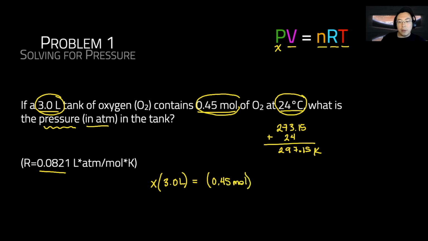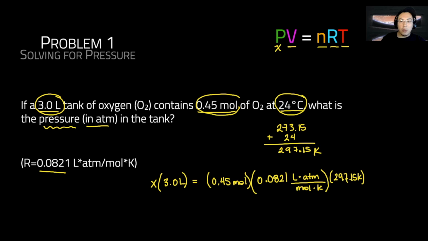Include the unit there so you don't get lost. Our R, which is 0.0821, and the whole unit for this would be liters times atmospheres divided by mole times Kelvin. Make the parentheses larger so we can include the whole thing. And our temperature, which was previously calculated to be 297.15 K, Kelvin.